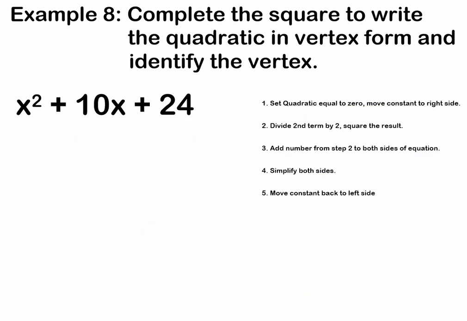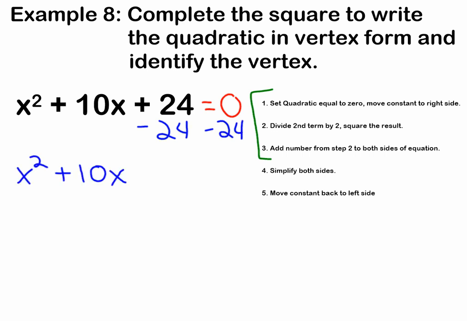All right, example number 8. Pause the video now as you try steps 1, 2, and 3. Press play to go over your work. So first I'm going to set the quadratic equal to 0. Then I'm going to move the constant to the opposite side, which gives me x squared plus 10x equals negative 24. That was step number 1.